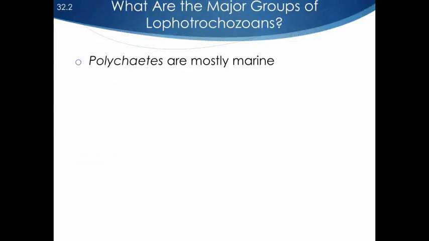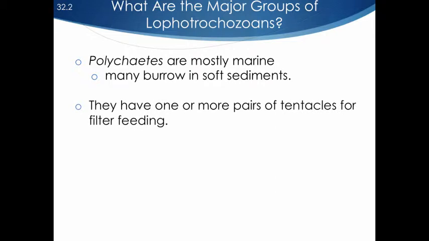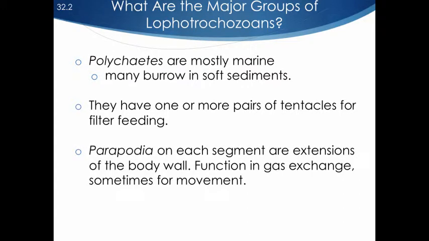So now we're going to go on to Polychaetes, which are mostly marine animals, and they burrow themselves in soft sediment. They have one or more pairs of tentacles for filter feeding, and that was, again, something that was covered in the last chapter. Parapodia on each segment are extensions of the body wall, and they function in gas exchange and sometimes for movement. So we'll see these things in the picture.